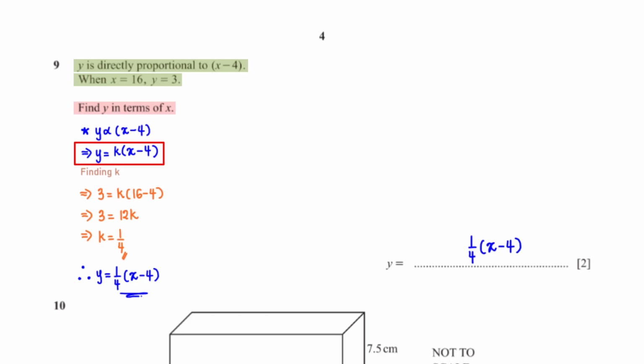To get k, we plug in the values of x and y given in the question. This gives us 3 equals k times 16 minus 4. 16 minus 4 is 12. When we divide both sides by 12, we get k equals 1 over 4. Now that we have the value of k, y is equal to 1 over 4 times x minus 4.